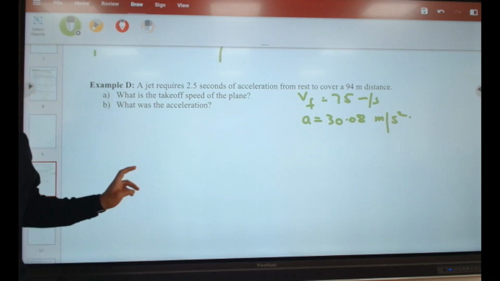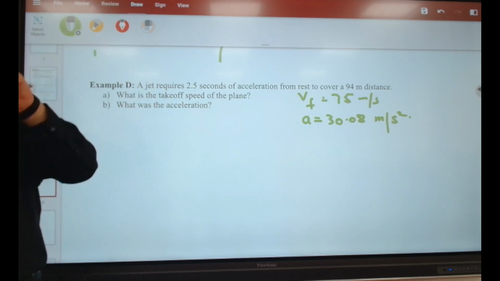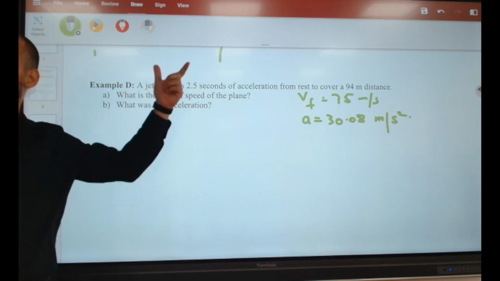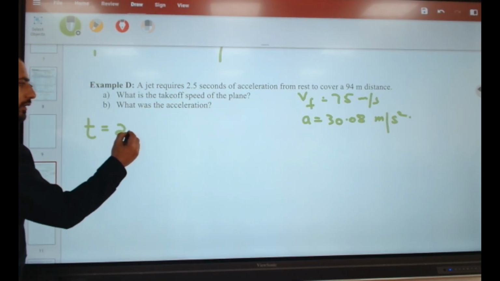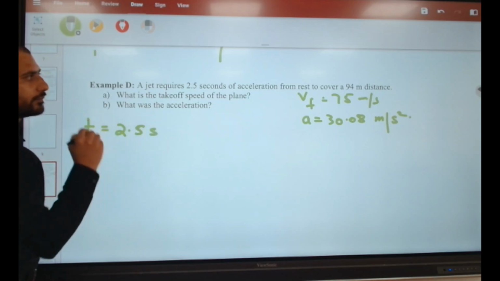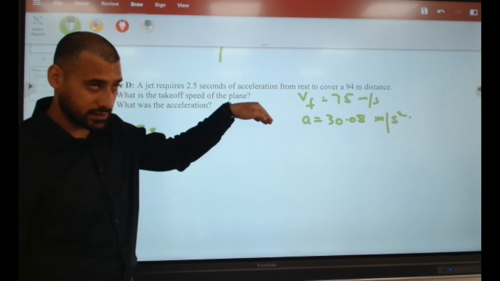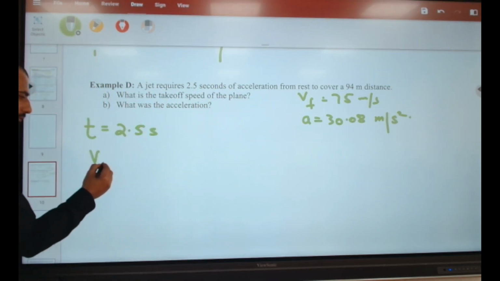Have you had a croissant before? Yes. It is good. Okay, see. Understand the question. A jet requires 2.5 seconds. So time is given? Time is given. How much? 2.5. Very good. Of acceleration from rest, initial velocity is? Very good.